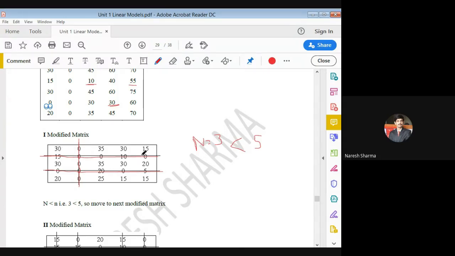So we have the uncovered elements. These are the uncovered elements. The minimum element is 15. So we subtract 15 from all of these. Once you subtract 15, these become 15, 20, 15, 0, 5, 15, 20, 15. Subtract 15 from all. 5, 10, 0, and 0. So do this.